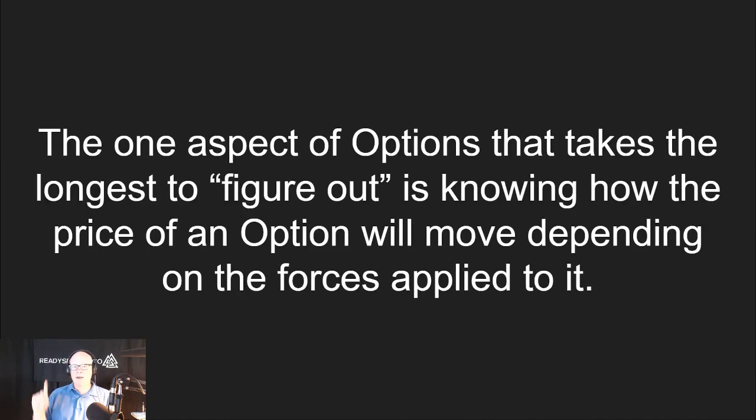The one aspect of options that takes the longest to figure out is knowing how the price of an option will move depending on the forces applied to it. So not only do we have the 4 different things going on with calls and puts, long and short, we also have a bunch of different forces acting on that option as well. We have price, time, and volatility.